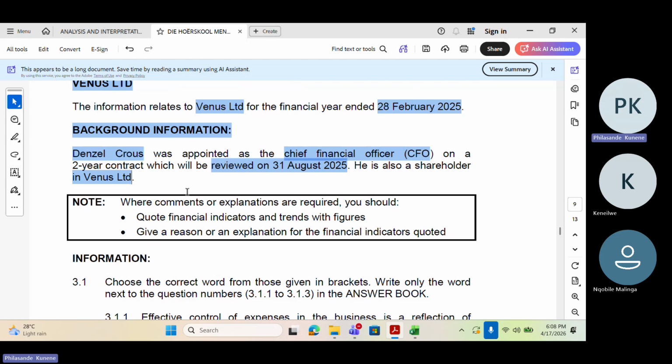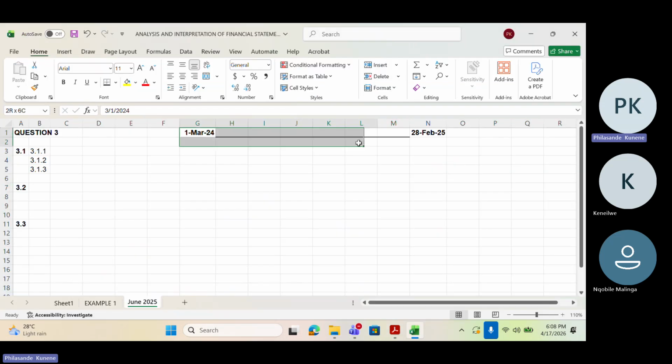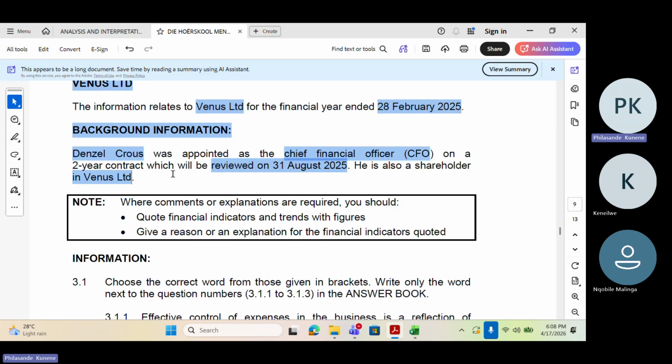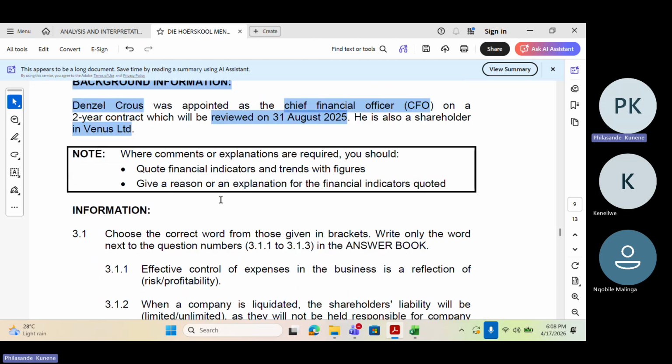When is 31st of August 2025? It falls within the next accounting period, indicating that within the current financial year, we're having Denzel as our CFO. The full year in the current financial year, we're having him, Denzel Cross, as what? As our CFO, right?